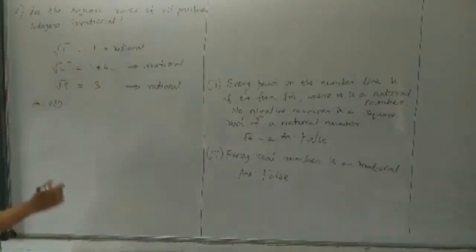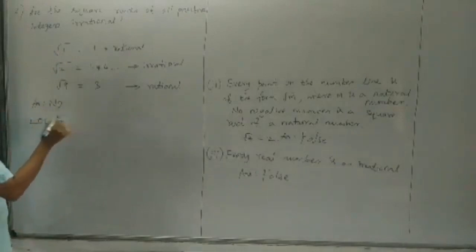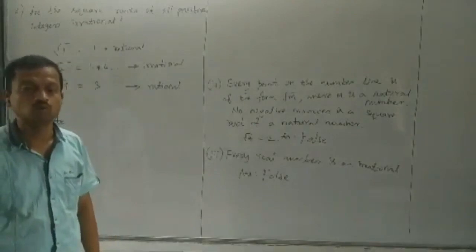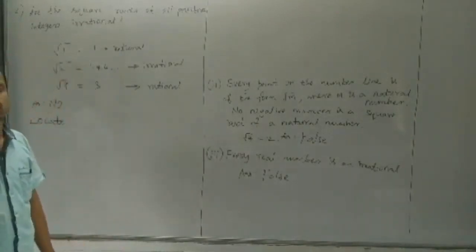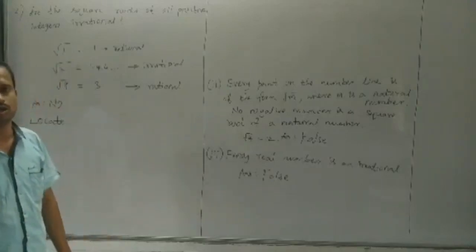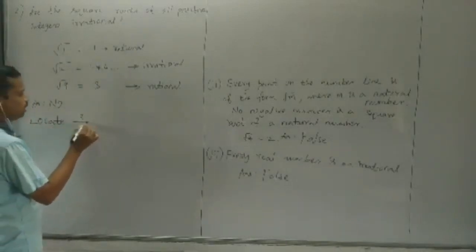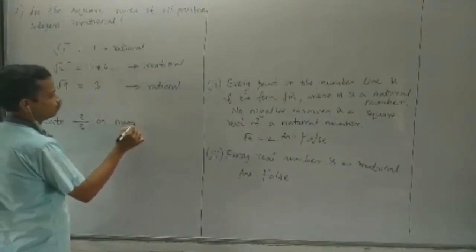And now coming to the locate. In your book, it is given, the next question is, locate root 5 on the number line. So, before trying to understand root 5 to locate on our number line, we recall what we have studied in 8th standard. Locate 3 by 5, a rational number, 3 by 5 on number line.